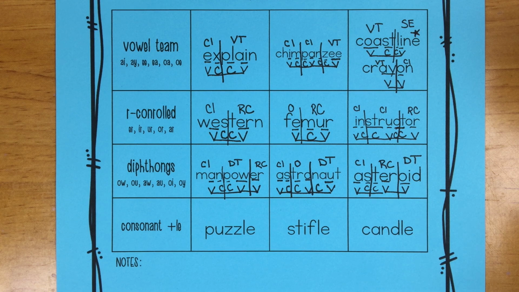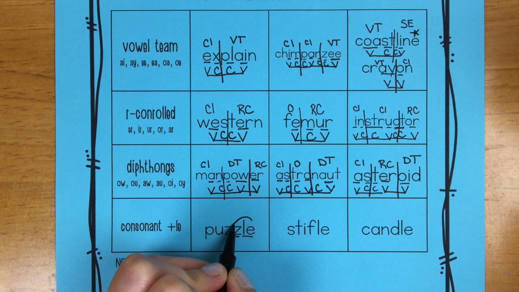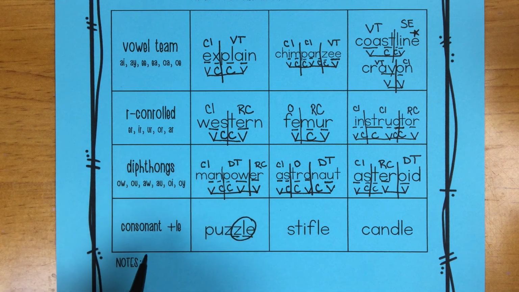We are almost done. Consonant LE is our last type of syllable pattern. And even though this is the rule breaker and it doesn't follow the vowel patterns, it is the easiest to decode. For this type of syllable, you only need to look for the consonant LE. You can circle it and decode. P-a-z, puzz, zul, puzzle.